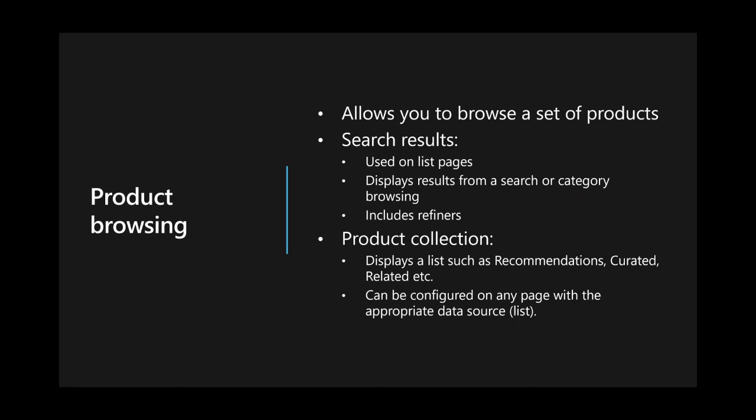Now, product collection typically displays a list of products, and it's powered by a data source. The data source can be a recommendation list, a curated list, or any list that we support in commerce. And product collection can be used on any page. On your home page, you can have trending, picks for you, best selling. On your PDP, you can have people also like, related, similar, etc.